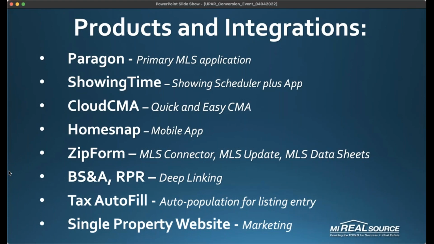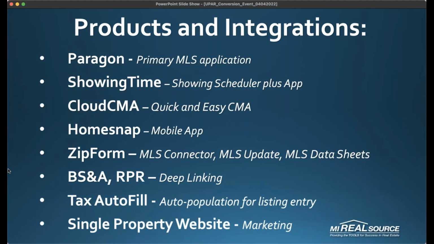So whether it's HomeSnap or RPR. Tax autofill is an optional piece that you'll have when you enter a listing. You can go in and it'll grab some of the basic information like the true address, the legal description, and some other information that you can auto-populate into Paragon in listing entry. Remember, this is optional, and you get to see all of the information and opt in for each field if you want, or opt out. So it's entirely up to you.